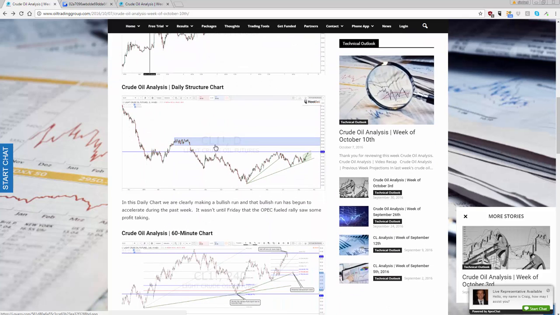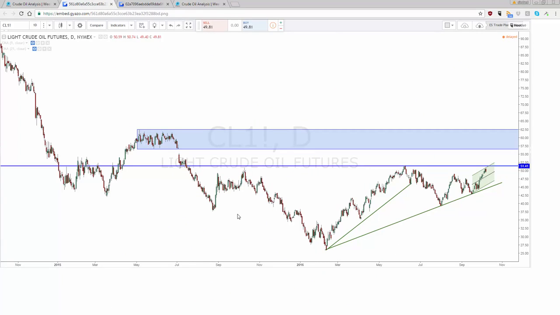If you take a look here at the daily structure chart, you can see that since we made this bottom back here in early February, oil has been on a fairly significant climb. In fact, the low down here was the mid-26, and we rallied all the way into, I believe, Friday's high of 50.74.